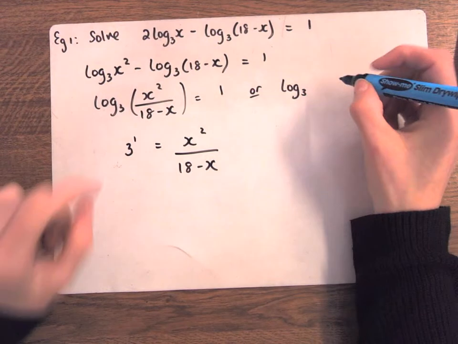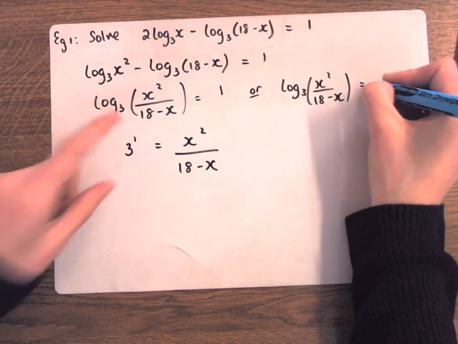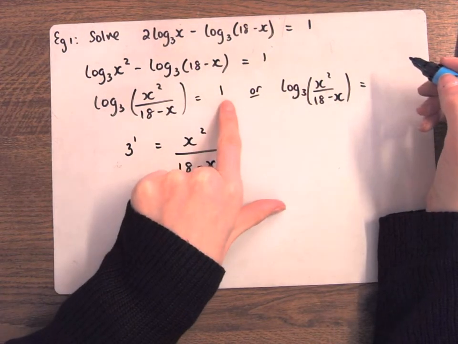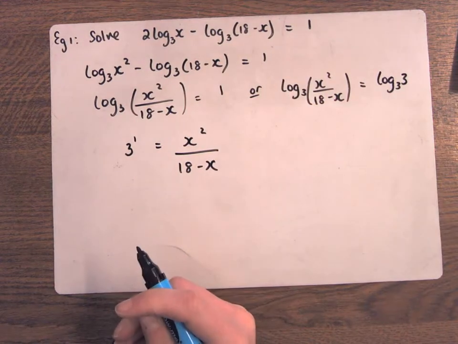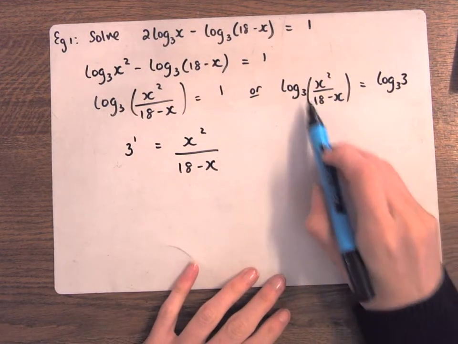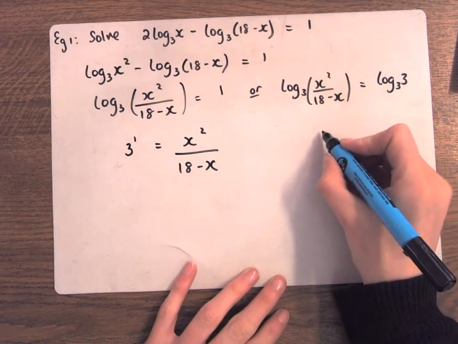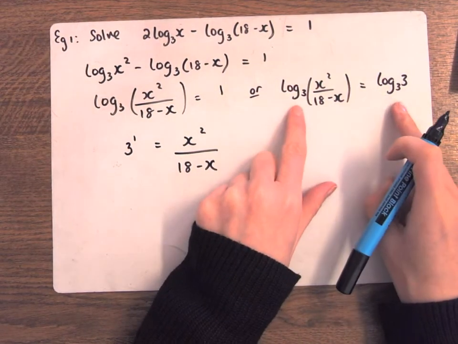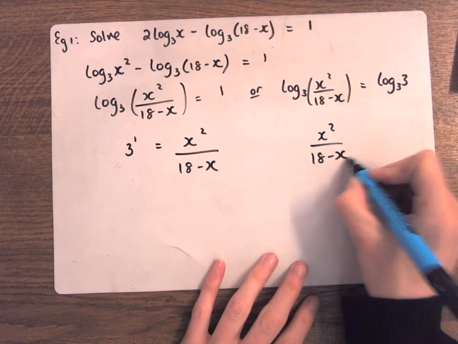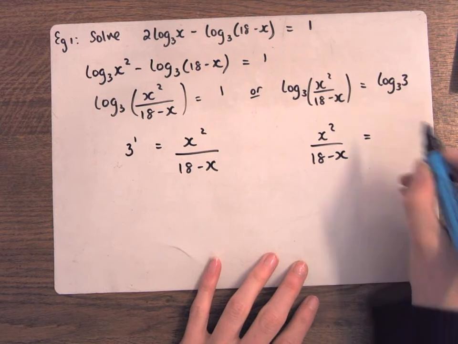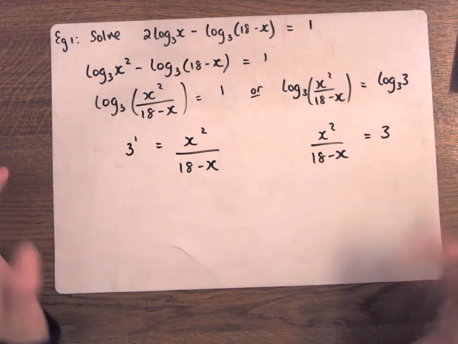Now another way you could do it is log to the base 3 of x squared over 18 minus x equals exactly what Grace said there. Change 1. 1 is log to the base 3 of 3. Now I have log to the base 3 of this equals log to the base 3 of this. So what can I say? My bases and my logs are the same, so they're equal. X squared over 18 minus x equals 3. Same thing. It's totally up to you what way you do it.